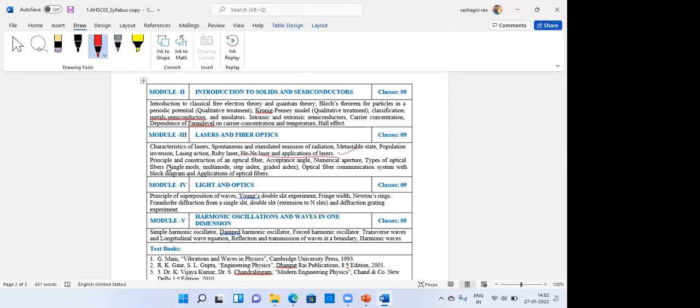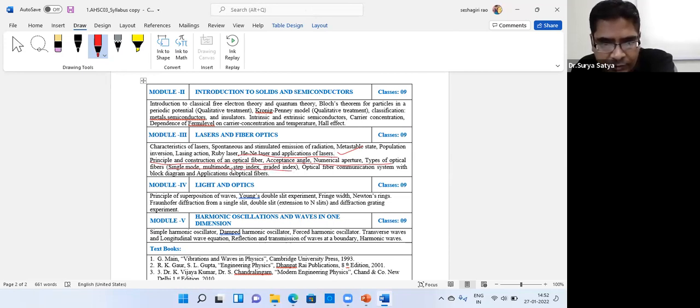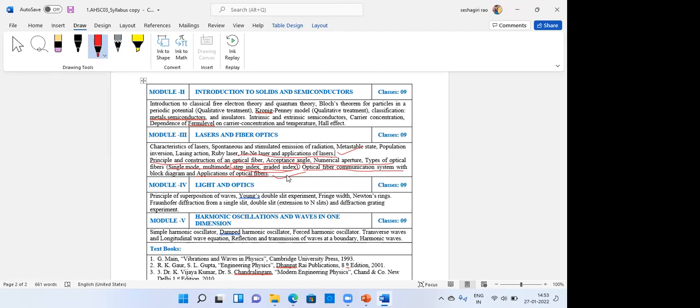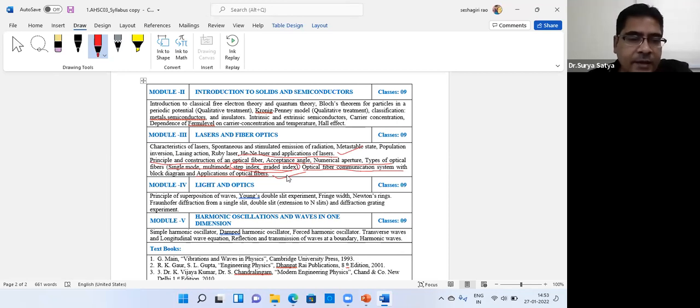Later you will have the principle and construction of optical fiber, acceptance angle, numerical aperture, types of fibers, single mode, multi-mode, step index, and graded index. We need to see some more content related to step index and graded index, and then go to the optical fiber communication system with the block diagram and applications of fiber optics. Hardly 2 classes are required for this, because one is to understand the difference between step index and graded index, which I think we have seen. Some more information is to be given, and later we need to understand what fiber optic communication systems are, what the block diagram is, and what the applications of this laser are. That is the part to be completed.